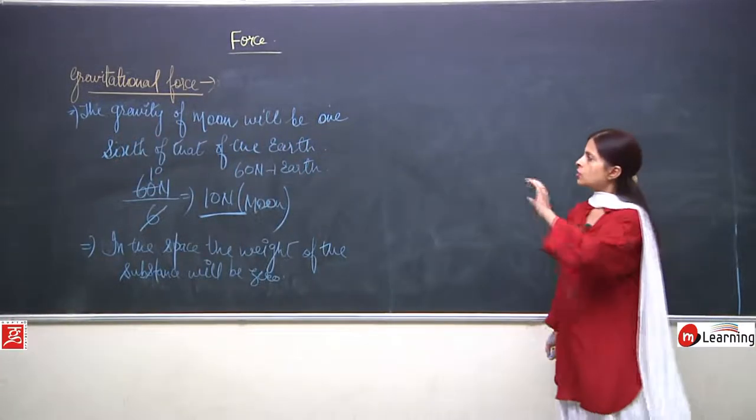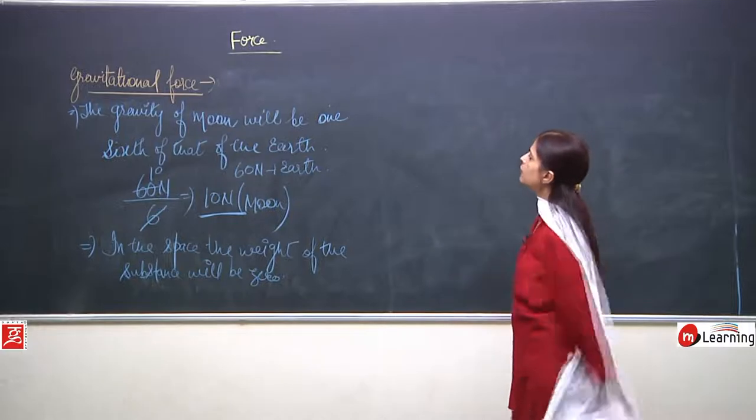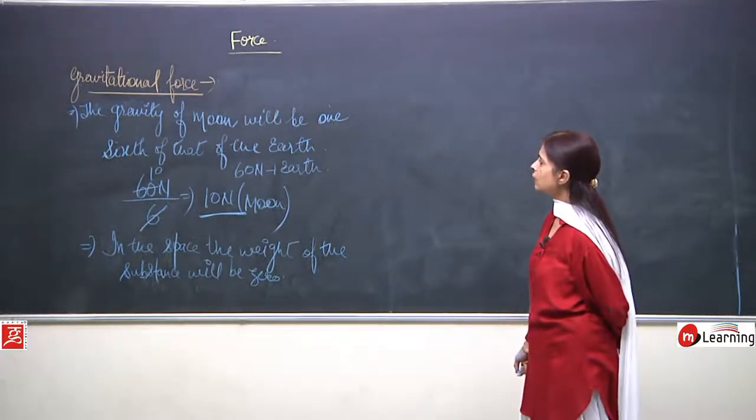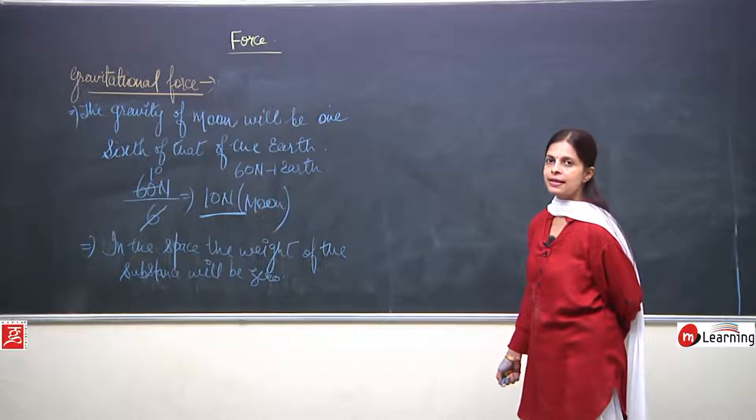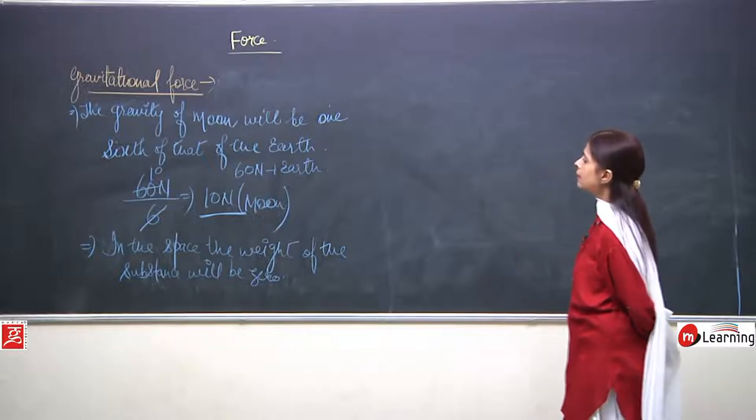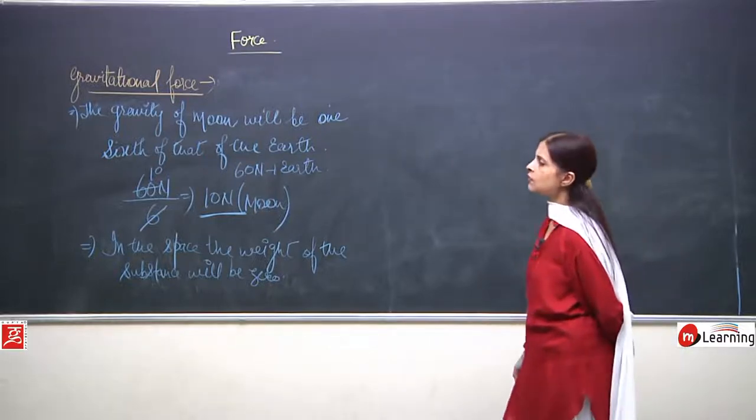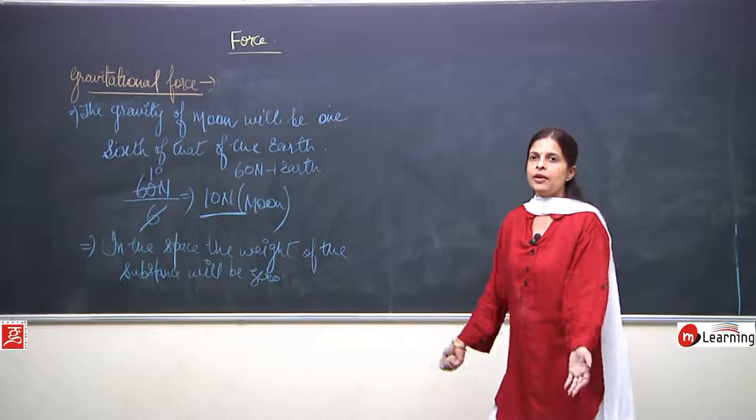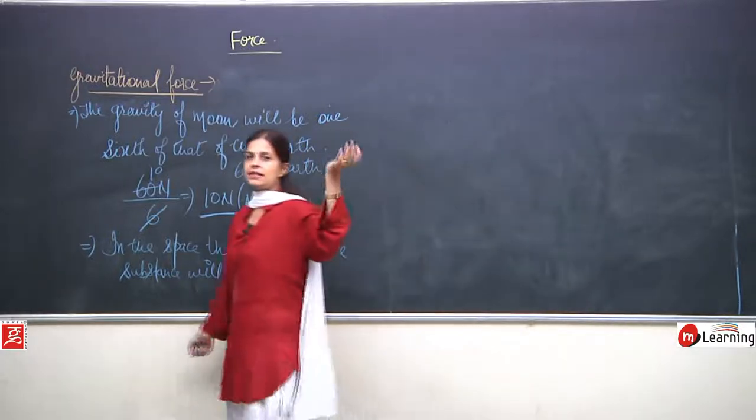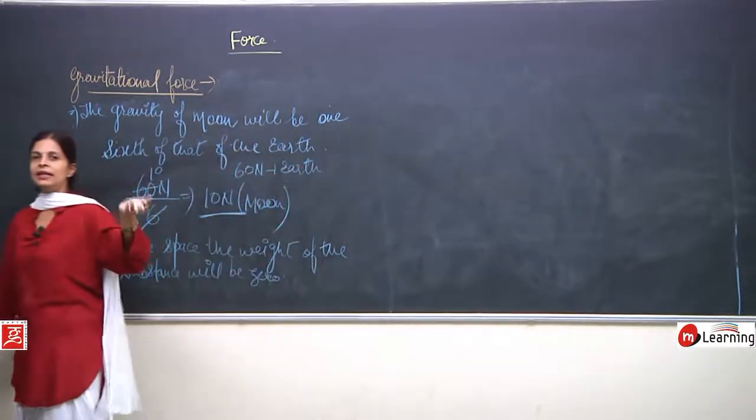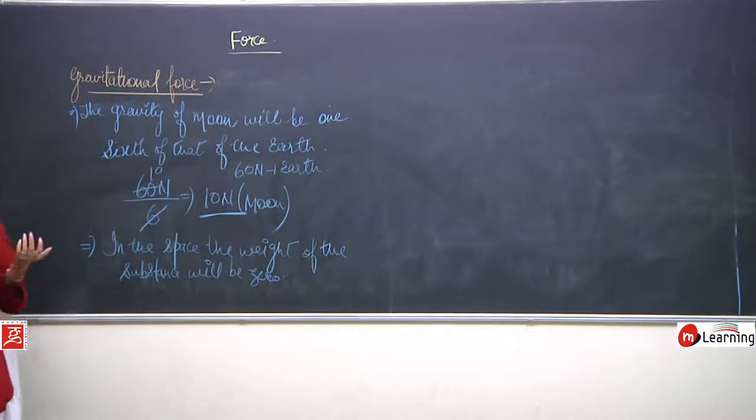Okay, so the gravity of the moon will be 1/6 of that of the earth. That means it has to be divided by what? 6. Okay, 1/6 part. Then in space the weight of the substance will be 0. That means whatever weight a substance has over here, if it is taken to space, it will just keep on flying as there is no gravity, and the substance will have 0 what? Weight.